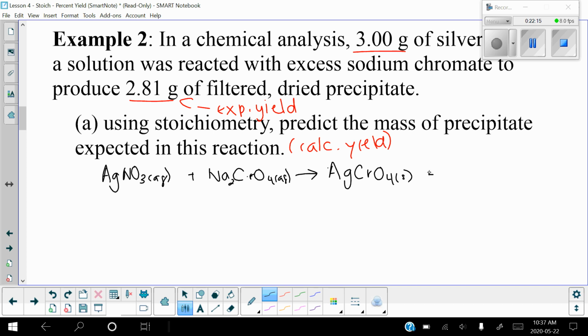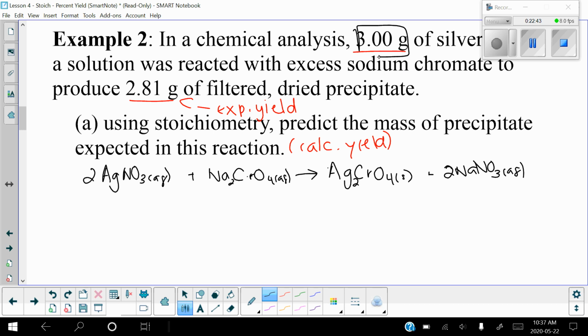And lastly, we have sodium nitrate produced. I'm just going to write the 2 there, and this is aqueous. Last thing you're going to do is make sure everything is balanced. Should be a 2 there. Yep. Okay, everything looks balanced. From here, you list what you know. So this is going to be used in our Stoich.